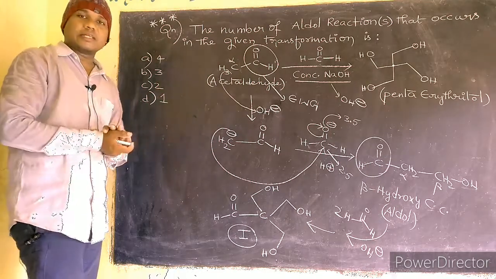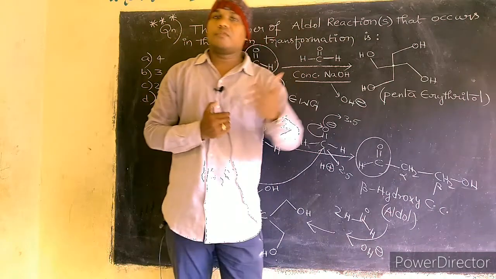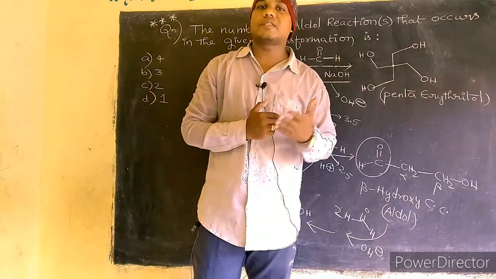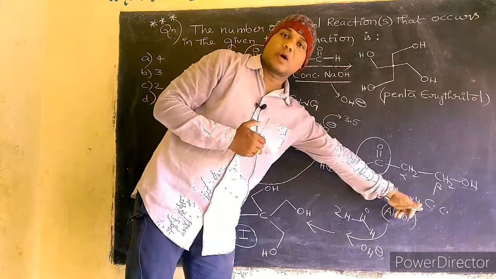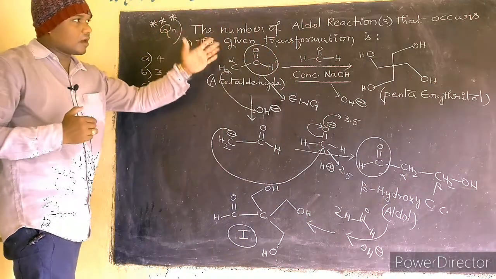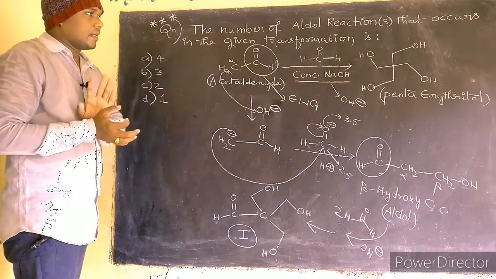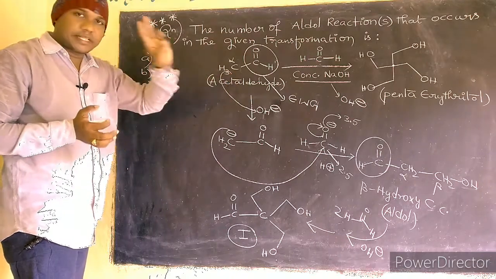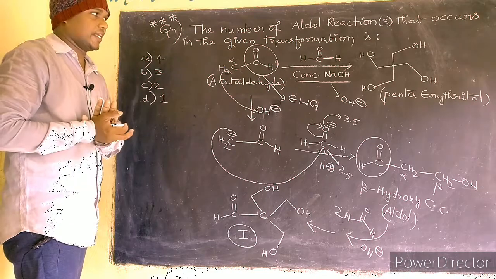So what does aldol condensation mean? The carbonyl compounds which have alpha hydrogens undergo condensation in the presence of alkali and form the beta hydroxy carbonyl compounds, which are called aldol, correct? So now the aldol condensation reaction is completed. So for this named reaction, how many aldol condensations are possible here? Here there are only 3 alpha hydrogens. So 3 aldol condensations are only possible here, correct?